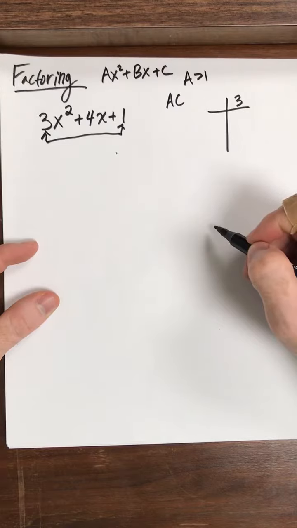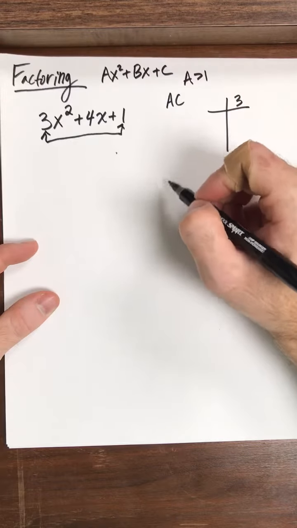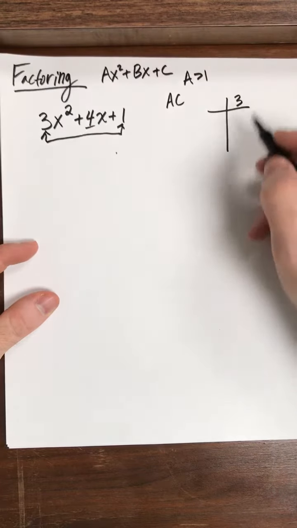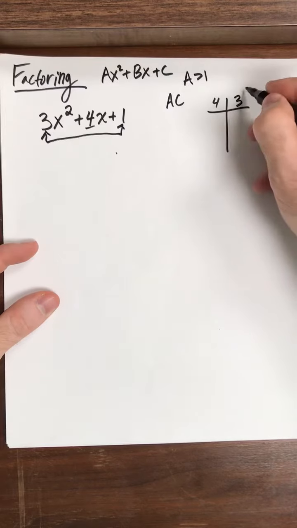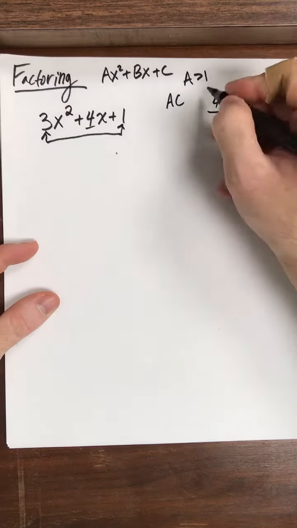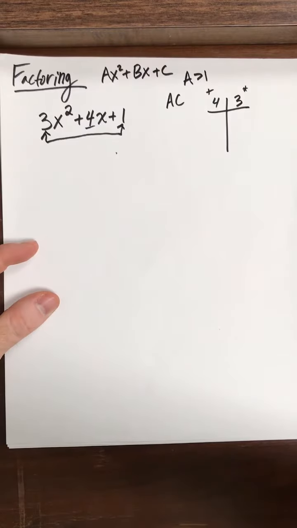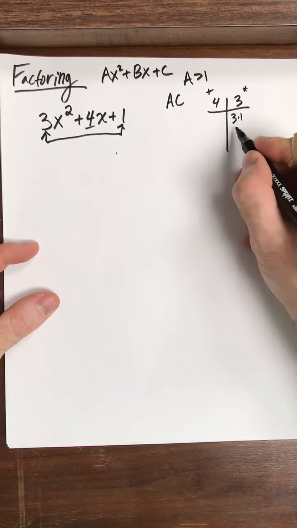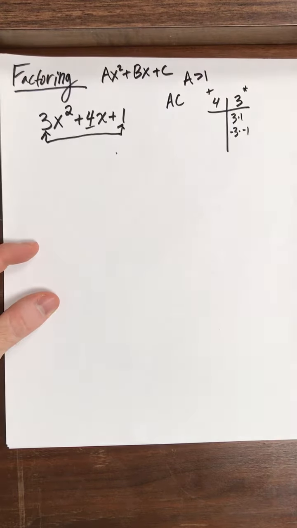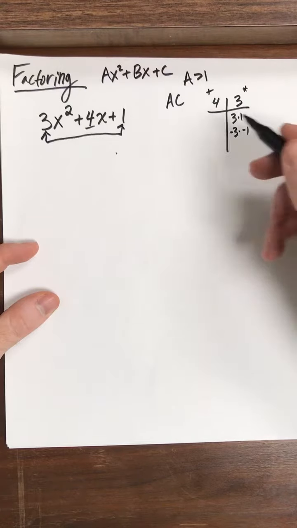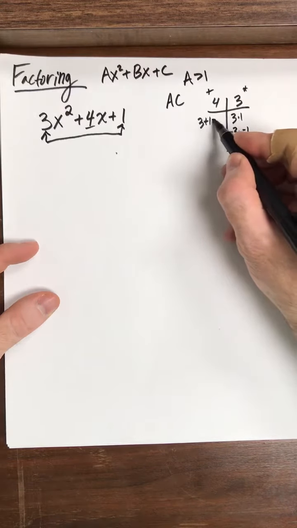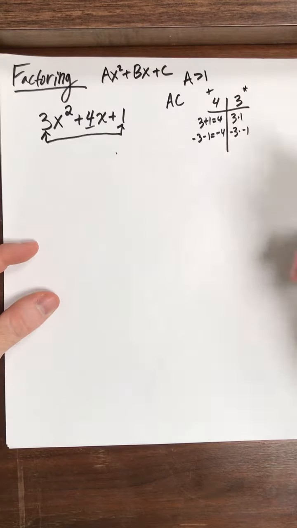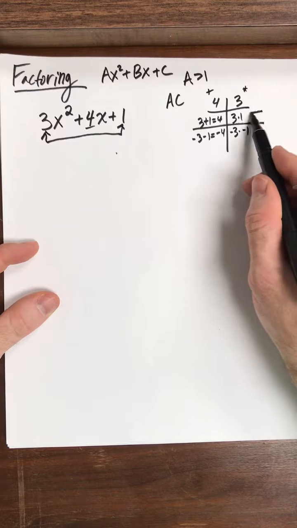I'm going to put that on the right side of my t-chart, trinomial. And on the left side of my t-chart, I'm going to have my linear term 4. So I want something that multiplies to 3 and adds to 4. I'm just going to start writing out my factors. 3 times 1, negative 3 times negative 1. That's everything that multiplies to 3. So 3 plus 1, that's 4. That works out. I'm just going to show you if I add these together, I get negative 4. So I'm looking for this one right here.